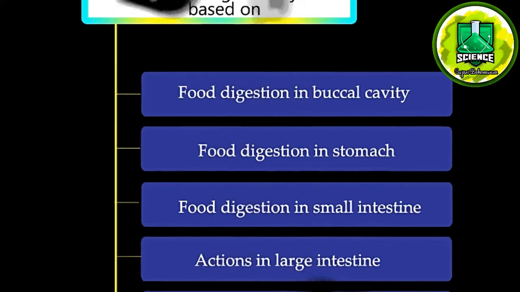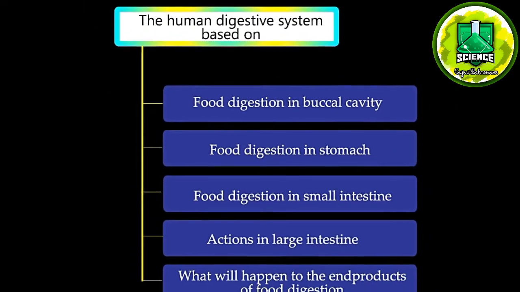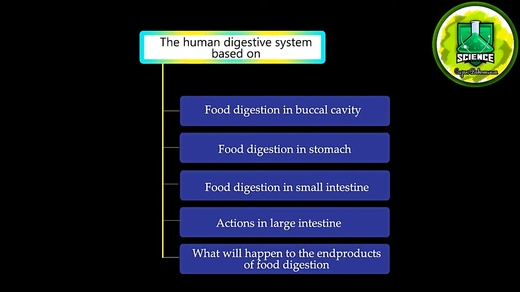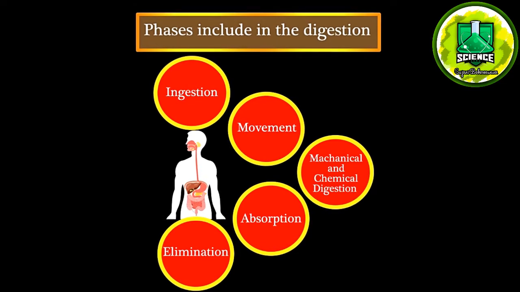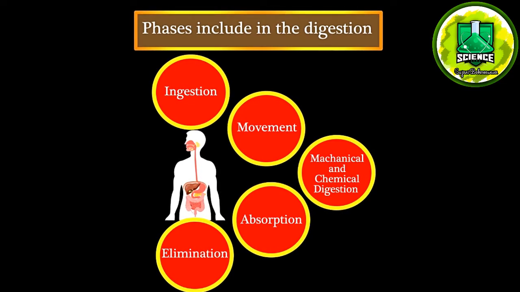The food digestion process can be categorized in the following way: food digestion in the buccal cavity, food digestion in the stomach, food digestion in the small intestine, absorption of digested food, and action in the large intestine. There are 5 phases including digestion.